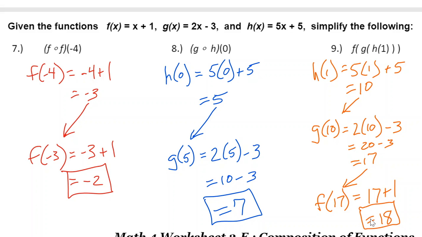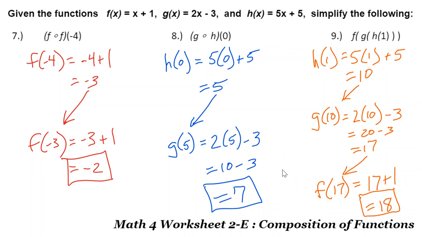And just because you have an extra machine in there just means you're going to plug into H first, and then G, then F, in much the same way that we have been. All right, find the domain.